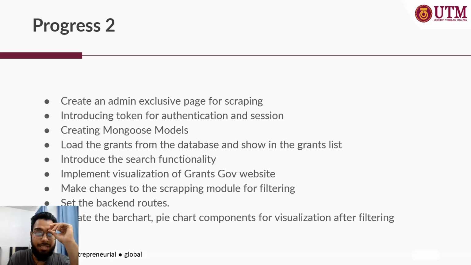Then implement the visualization of the NIH website, which is another target website for me, where I am extracting the data using Puppeteer web scraping. So make changes to the scraping module for filtering. Sometimes the websites make some changes inside them. Sometimes some grants got deleted because they got expired. So I had to filter the scraping process by making some changes in the coding and filtering.